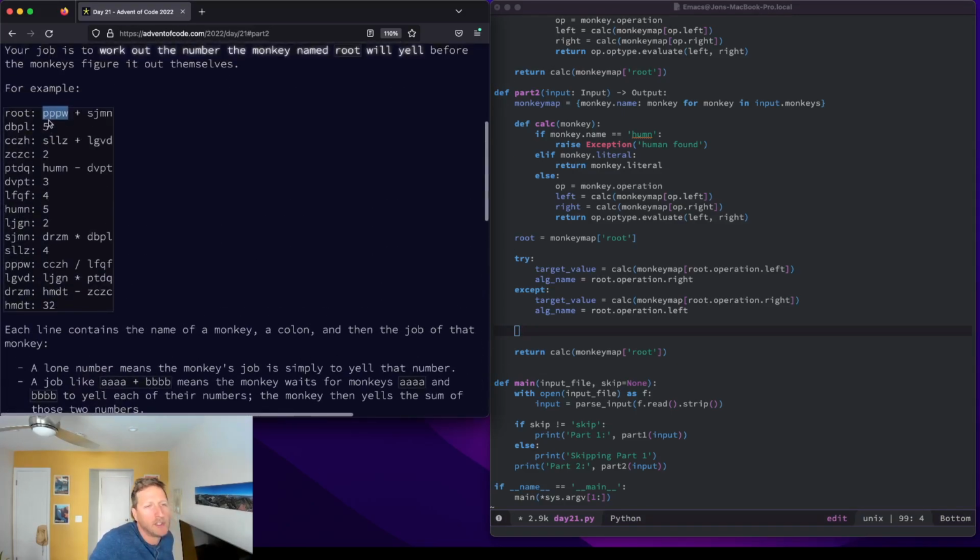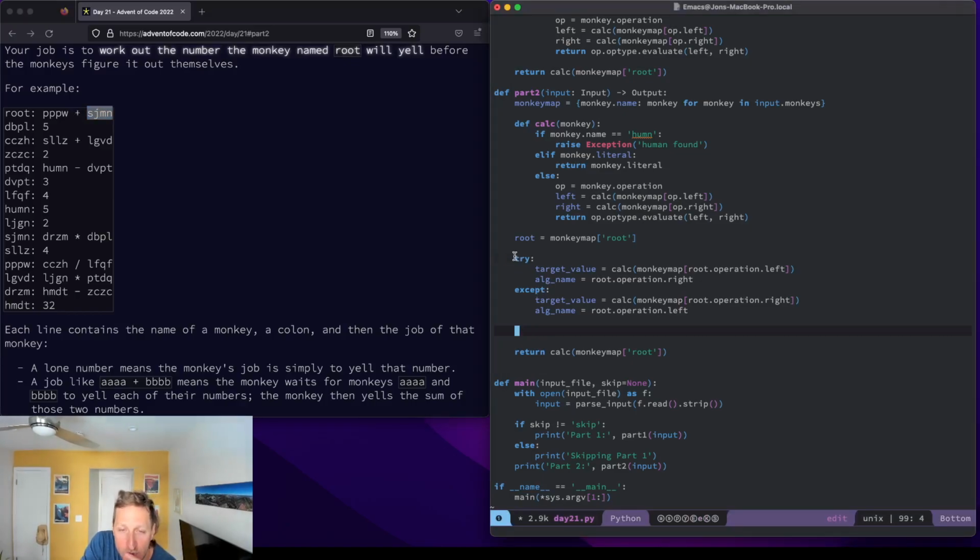So say PPBW can be calculated and it comes out to some value. Then SJMN must contain human, so it needs to be evaluated. And so what we want to do is then recursively invert each operation.